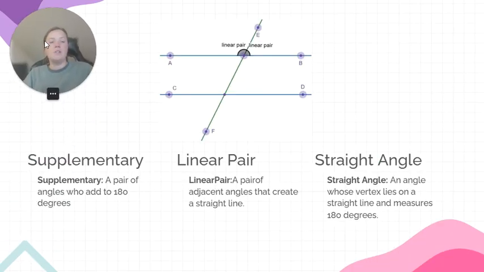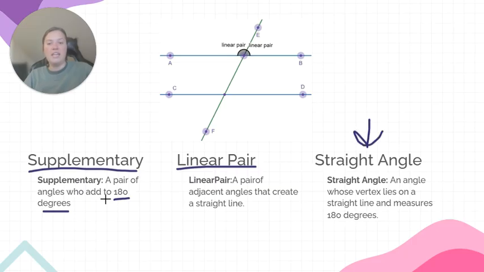Now, something that we want to make sure that we understand, because we're going to need this when we're talking about parallelograms, is what is the word supplementary? Remember, supplementary means that the pair of angles add up to 180 degrees, and specifically linear pairs are supplementary. Linear pairs are two angles that share a line or create a straight line. So these are our linear pairs here. And the straight angle is that angle that is created on a straight line that is 180 degrees. So just keep in mind that these three vocabulary words are very intertwined with each other.